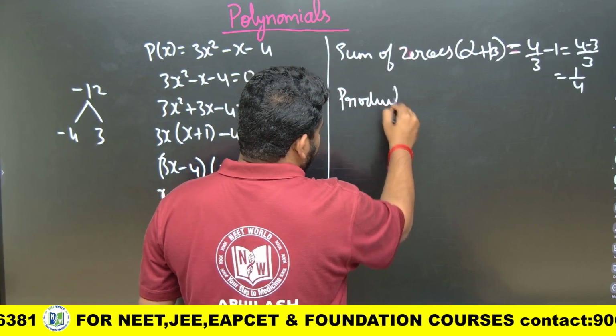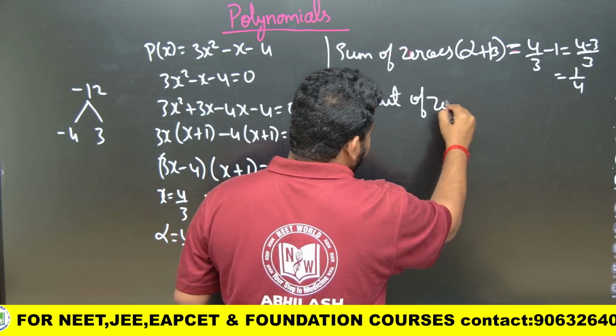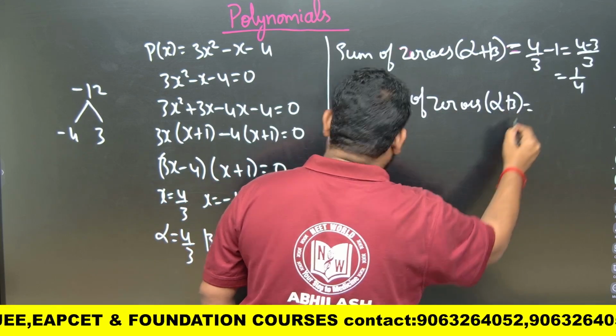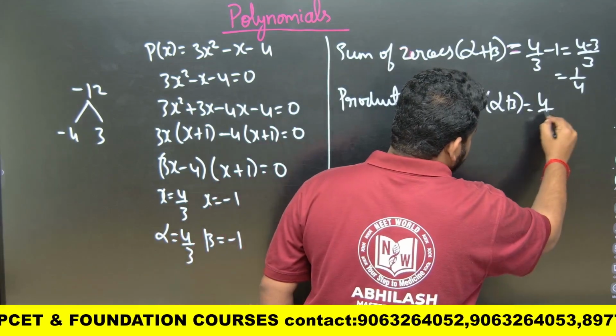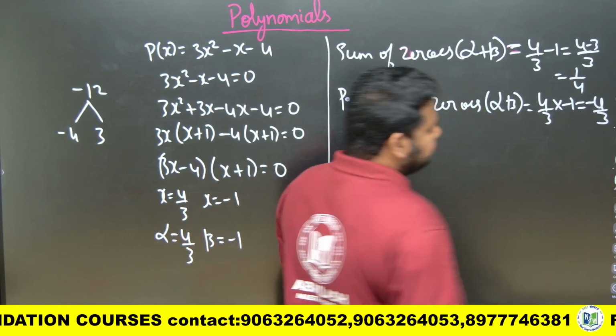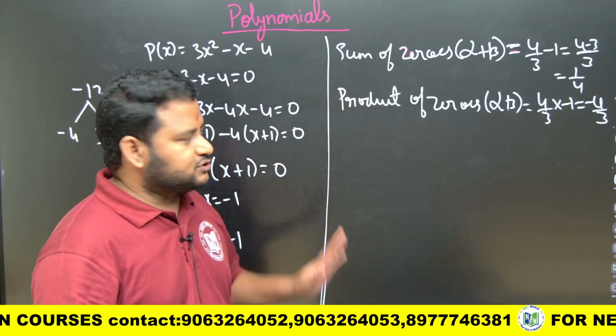Product of zeros, friends. That is alpha into beta, that is equal to what? We have to multiply, that is 4 by 3 into minus 1, which gives us minus 4 by 3. So the direct method is done.